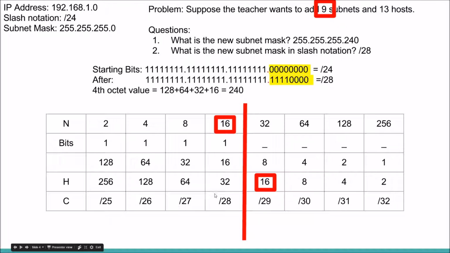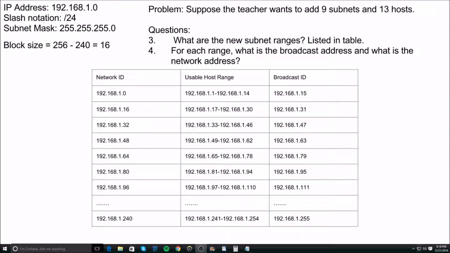If you're confused on this, refer to the table. There are 32 bits in the IPv4 address. We started with a subnet mask in slash notation of 24 because it is a Class C address, which means we have 8 bits to work with. With that, let's move on to questions 3 and 4.